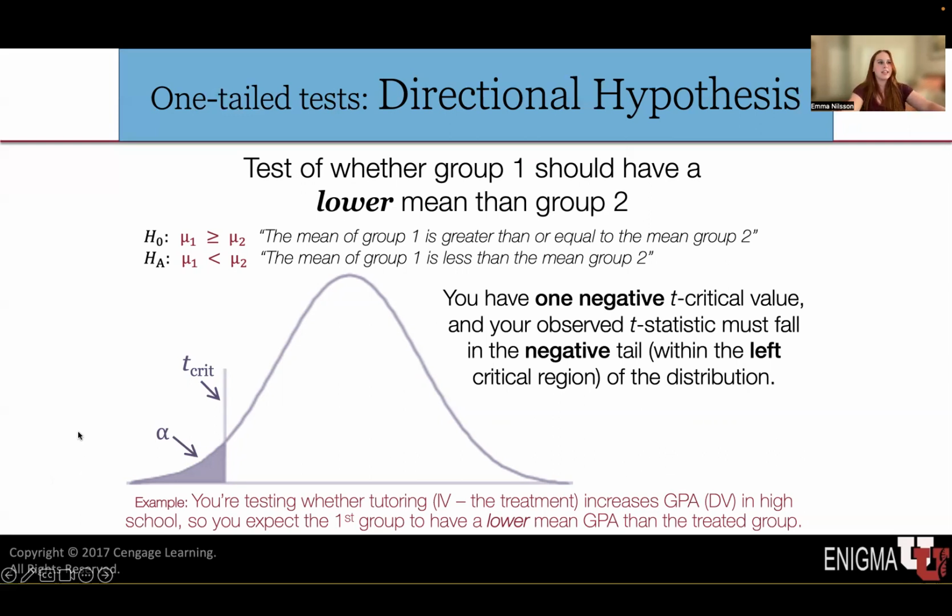An example of this is if you were testing whether tutoring increases GPA. So you would expect the first group, the control group, to have a lower mean GPA than your treated group that received the tutoring.